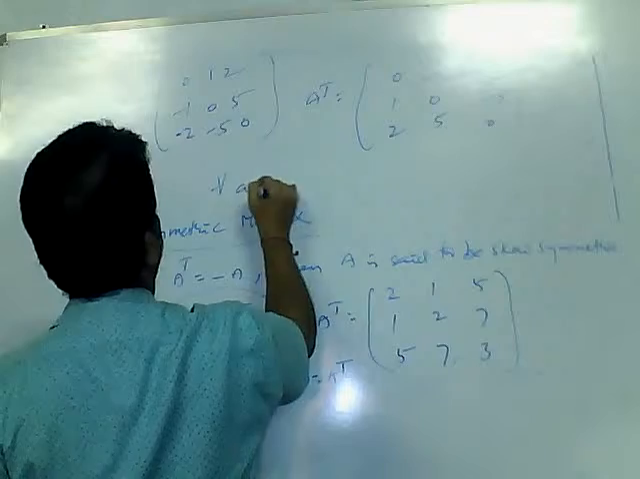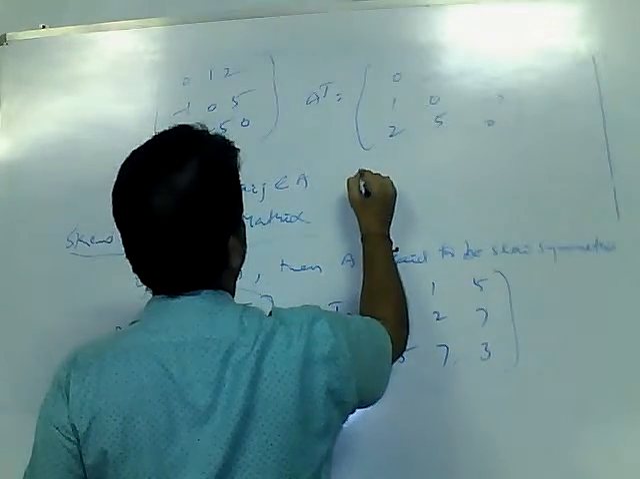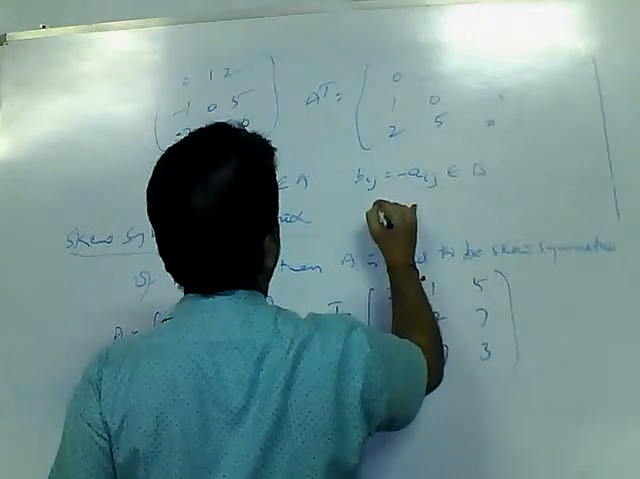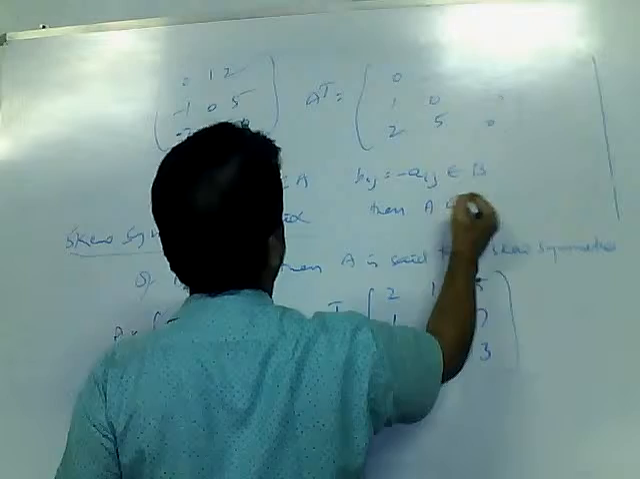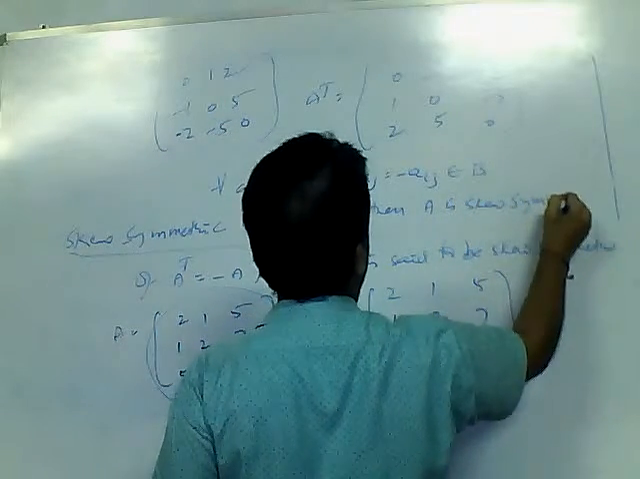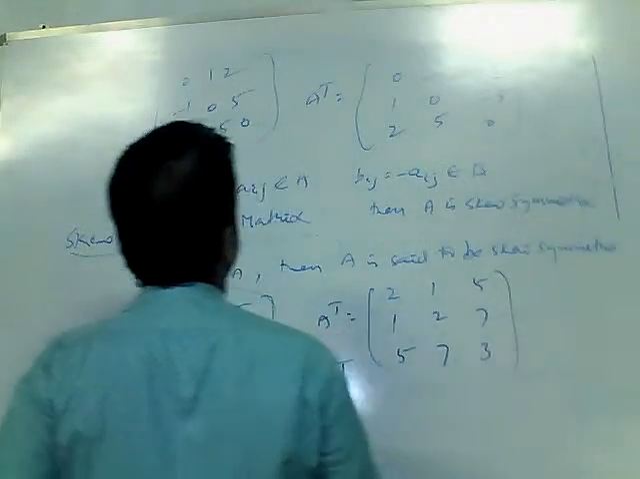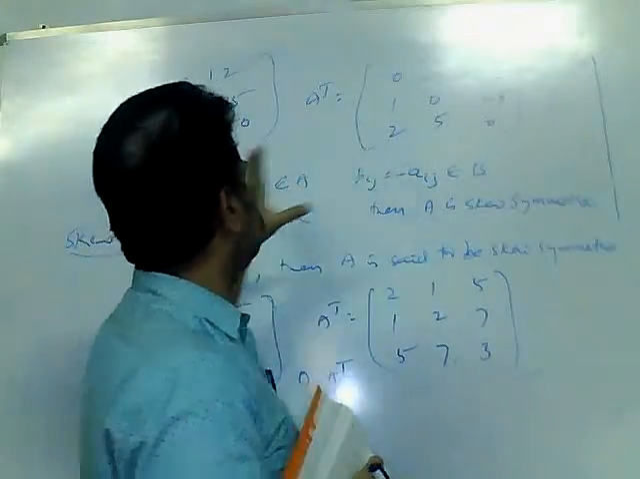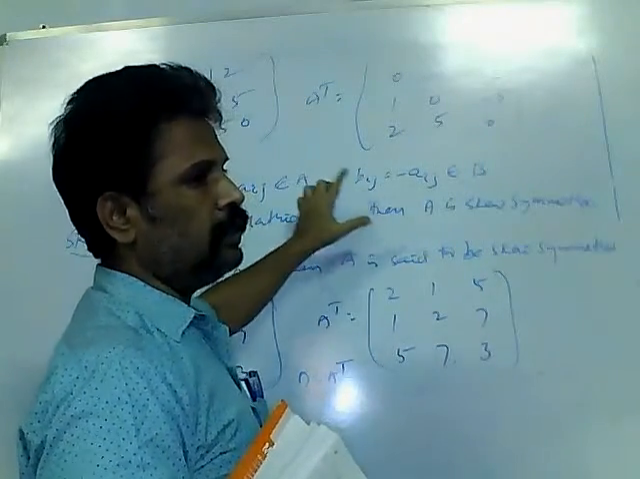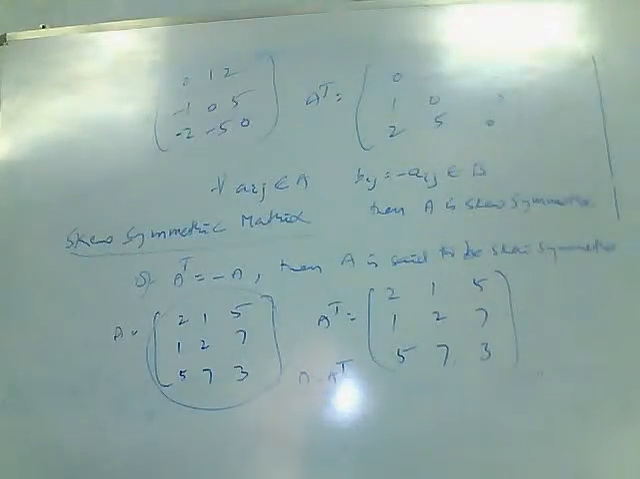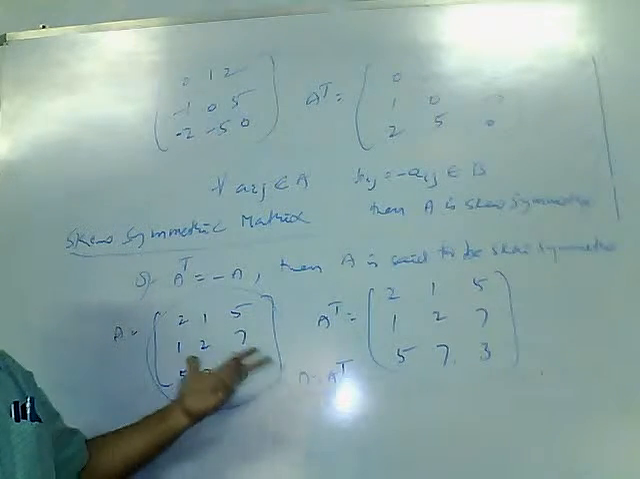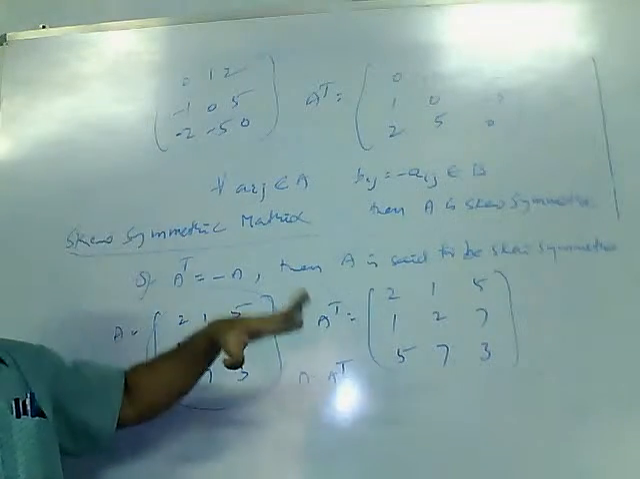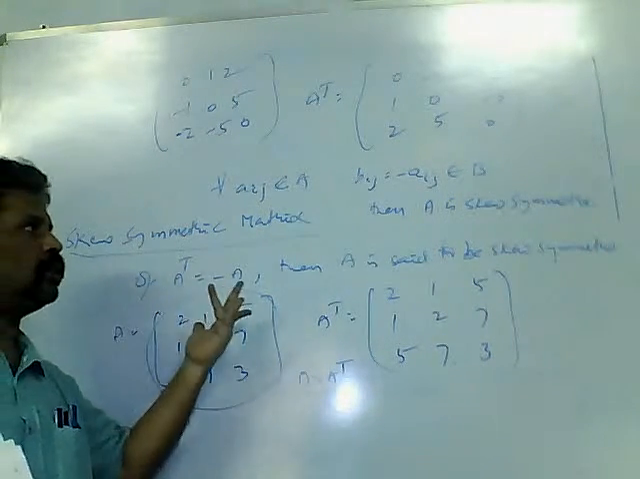So for each Aij belonging to A, Bij is equal to minus Aij belonging to B, then A is skew symmetric. So automatically you take A transpose as B. For each element, the corresponding location has a change in sign. You can see the example like that. So symmetric is when the orders are interchanged in transposition and the elements are the same. If in the transposition the elements are negatives, meaning they change sign respectively, then it's called skew symmetric.